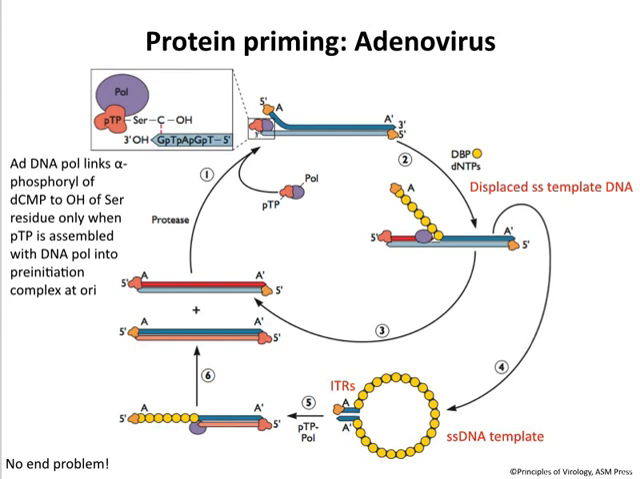And then finally, the pre-terminal protein is cleaved by a protease to give you the final terminal protein, which is on the viral DNA. So that's how the DNA replicates. Again, the virus encodes a lot of its own proteins, including DNA polymerase.